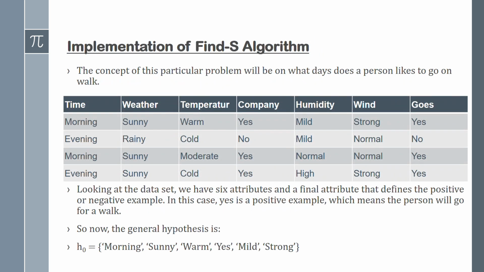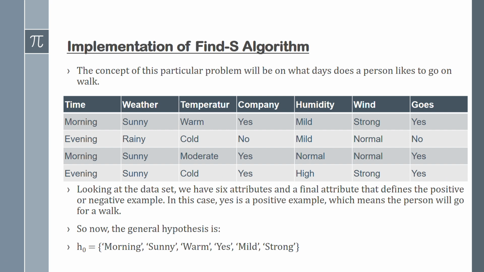So here is an implementation of the Find-S algorithm. The concept of this particular problem is: on what days does a person like to go for a walk? Here is a table. It explains the whole data set. We have 6 attributes: time, weather, temperature, company, humidity, wind, and the final attribute, go. This final attribute defines the positive or negative examples. Yes is a positive example, which means the person will go for a walk. If it is no, the person will not go for a walk.